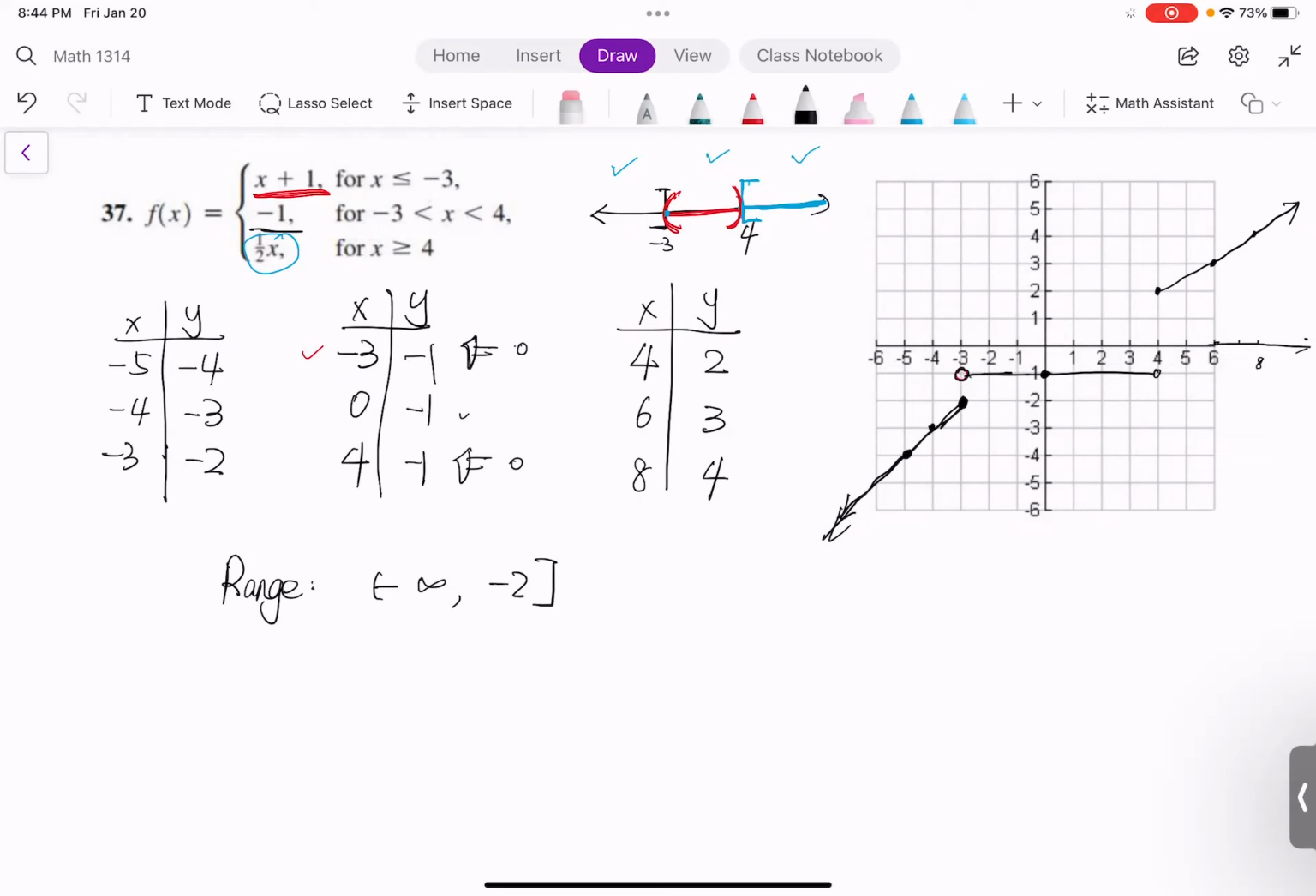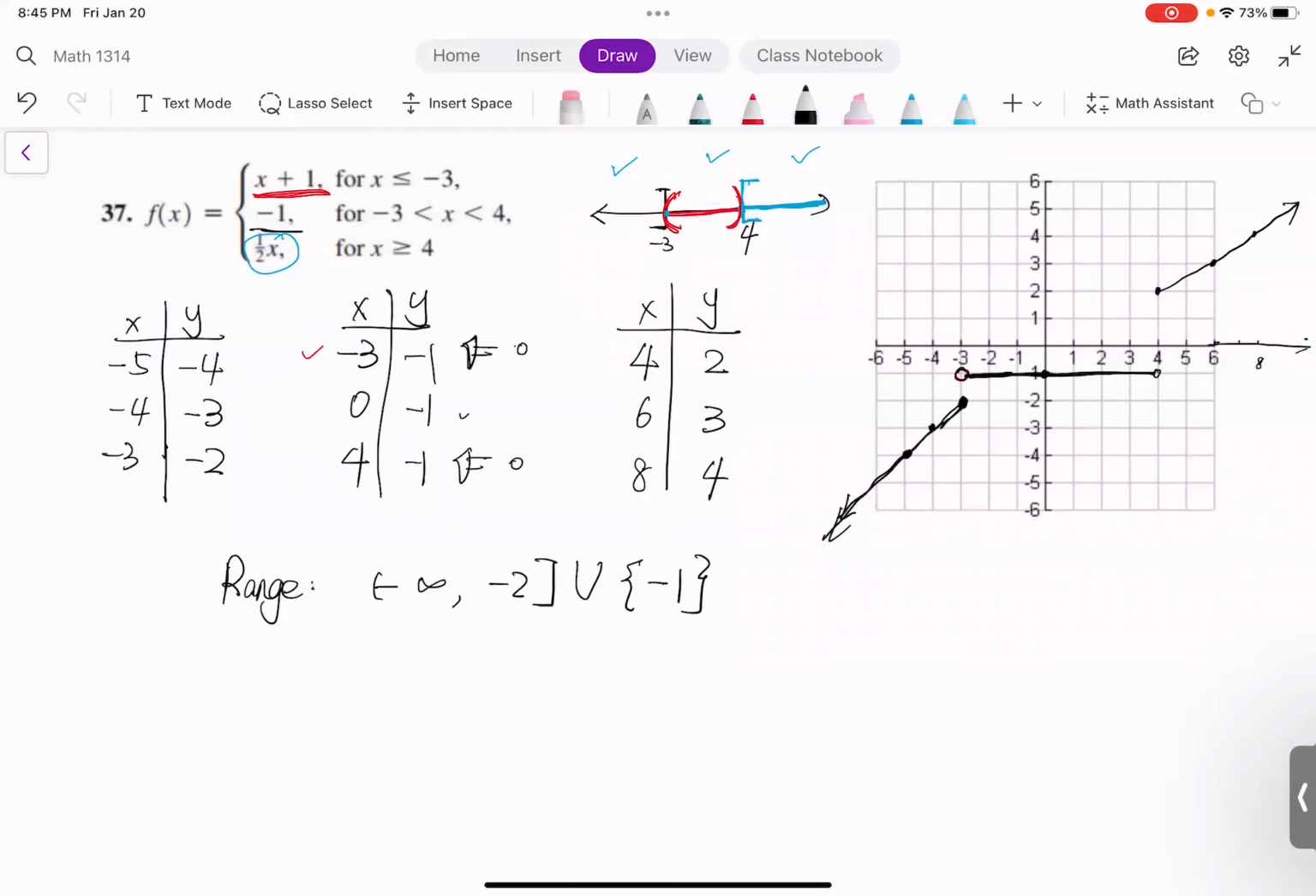The next part of the range is the straight line. Here is the horizontal line. It only has one y value. That's an element. So we use a union and set notation. We put -1 in it.